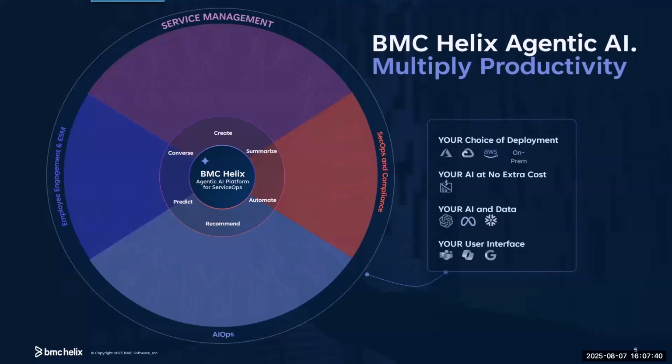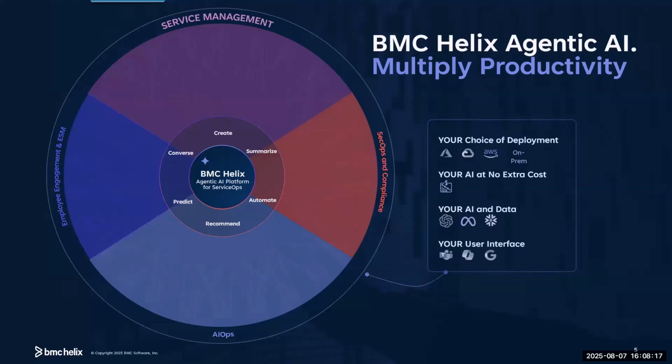BMC Helix is the only open-first agentic AI platform for service ops that unlocks human potential to multiply productivity. It is built for service and operations and IT leaders who need to manage services in ever-changing IT landscapes. All of this with constrained budgets and team sizes. All IT leaders are under tremendous pressure to optimize costs while delivering stringent SLAs, driving customer satisfaction.